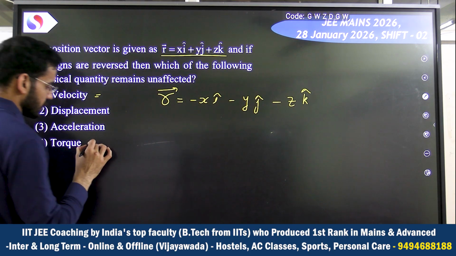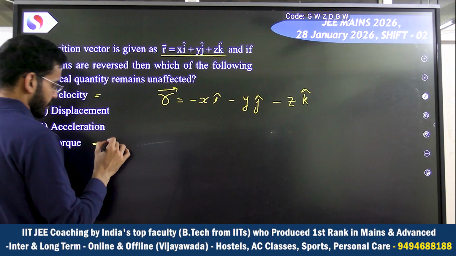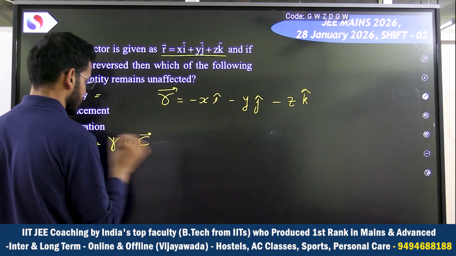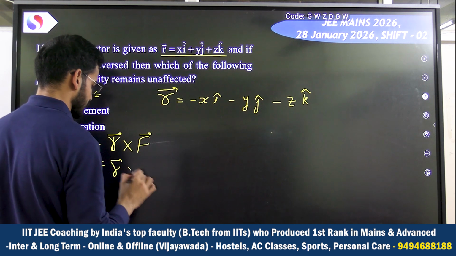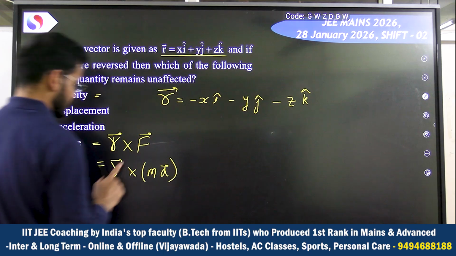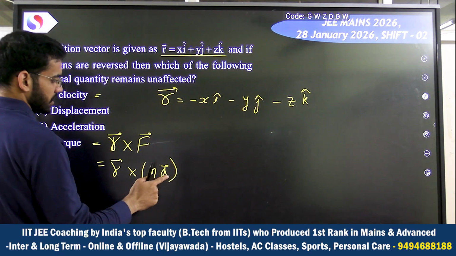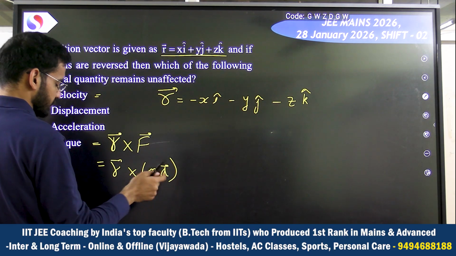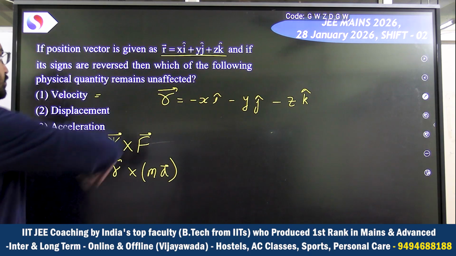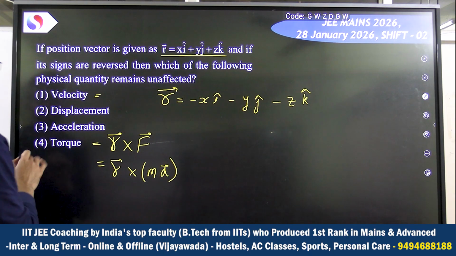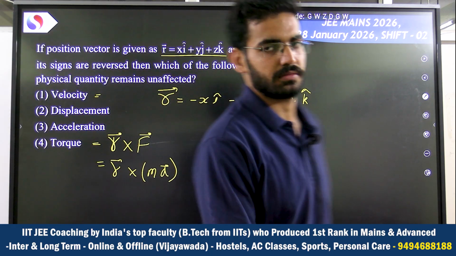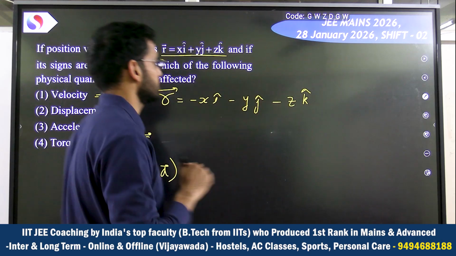But when you write down torque, in torque you write down r cross f, right, where f is nothing but mass into acceleration, you can write down, right? So this r will also have a negative from here, and the acceleration also has a negative from the double differentiation. So that negative will cancel out, and both will give the same torque value. So that's why torque will be the same even if you multiply the position vector with a negative. Okay, so I hope this is clear.